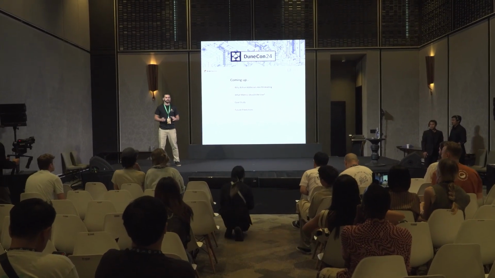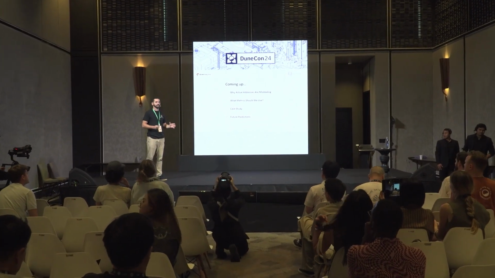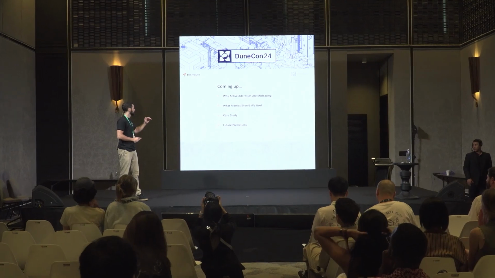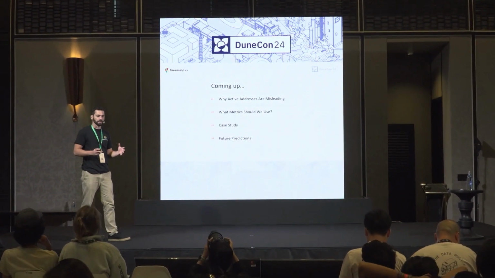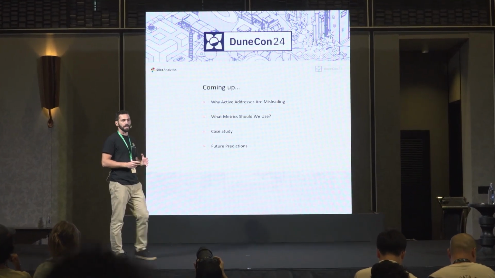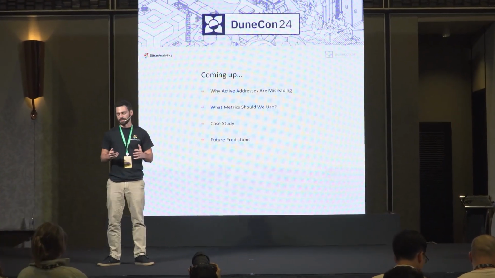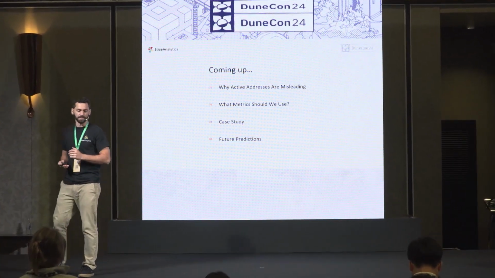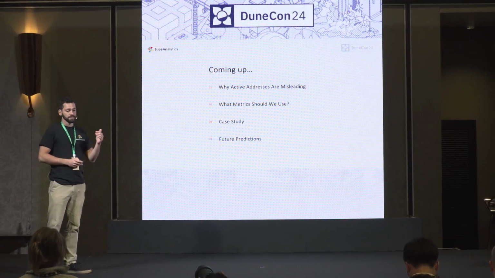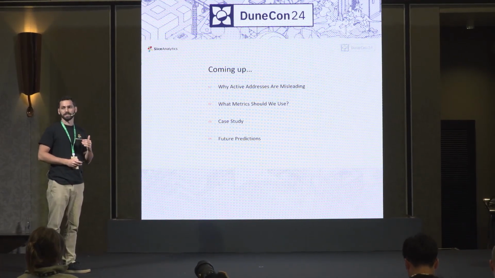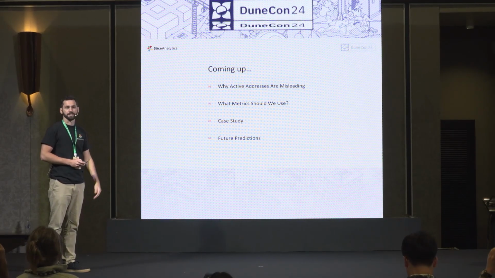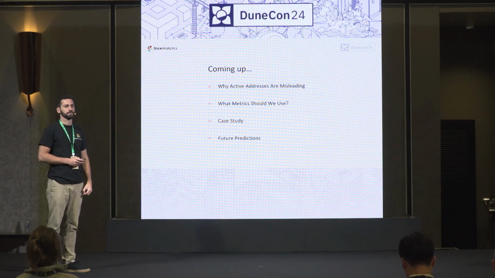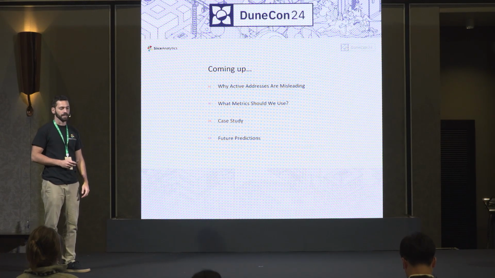There was a lot of discussion, I think, at DuneCon today about active addresses, so just going to briefly touch on that, and then I'm going to move on to really what are some alternatives that we can be using? What are some better metrics outside of this basic growth metric that everybody seems to default to? And then once we've covered those, I'll kind of run through some case studies of these alternative methods, and I'm going to end with some future predictions, just with how fast this industry is moving. I think it's important that we as analysts kind of stay nimble and adjust with it.